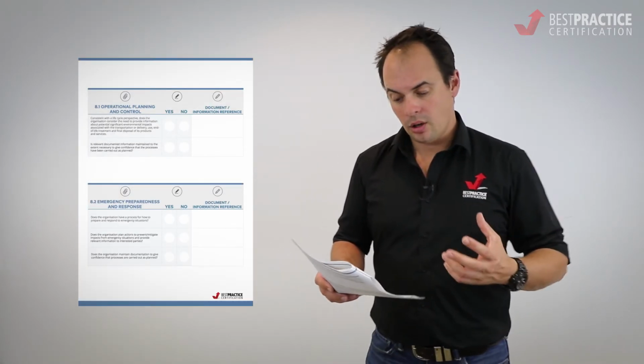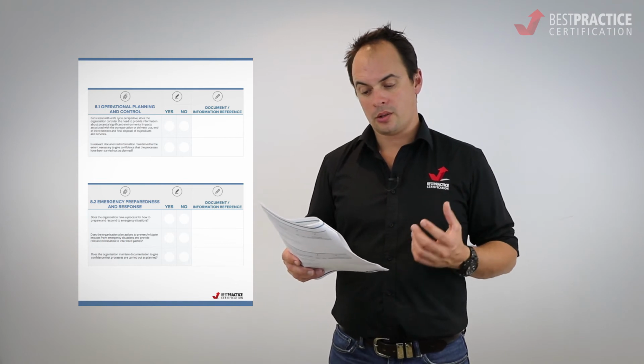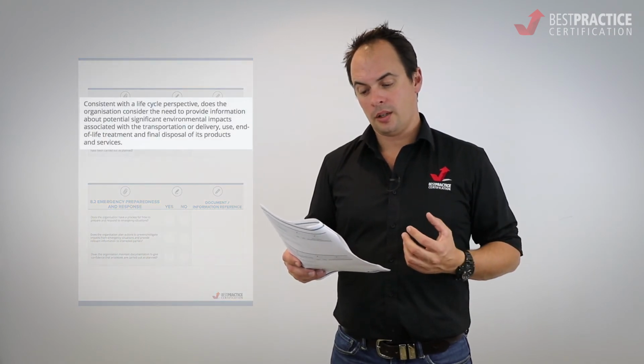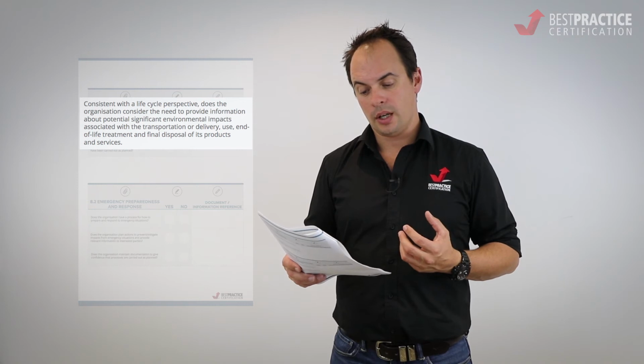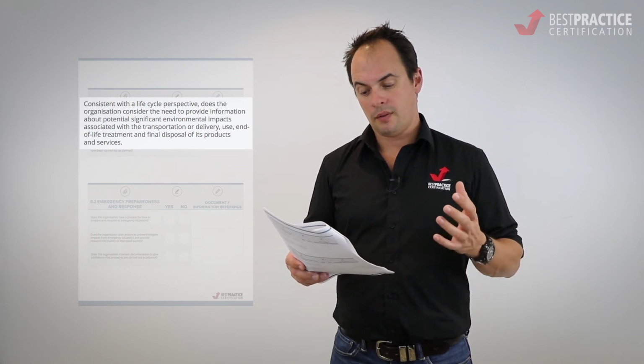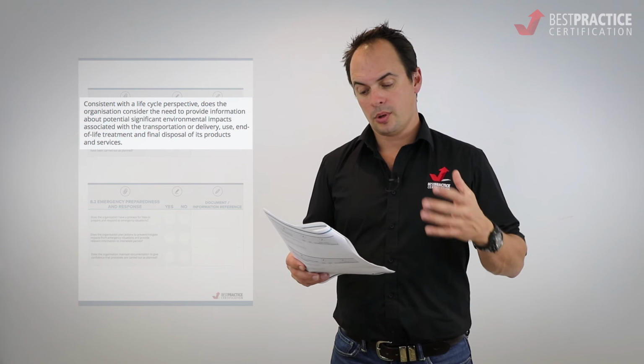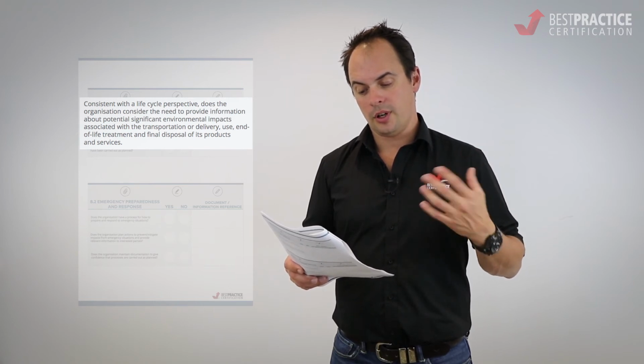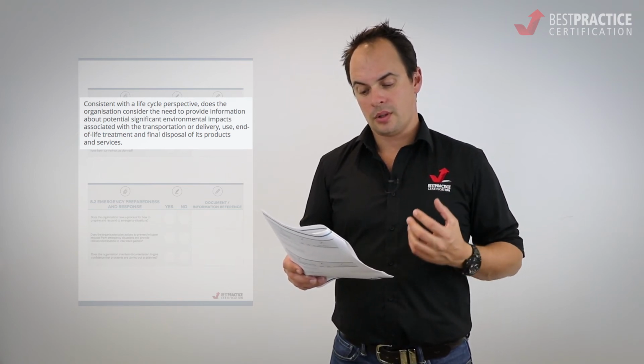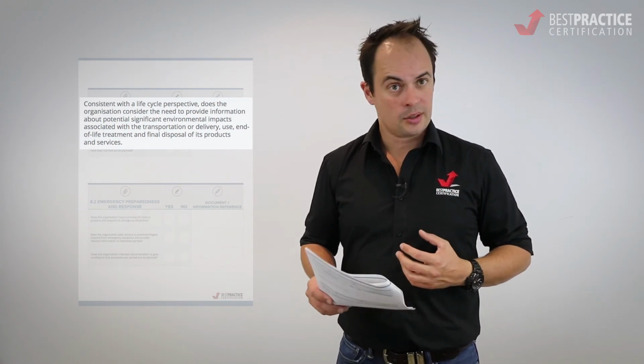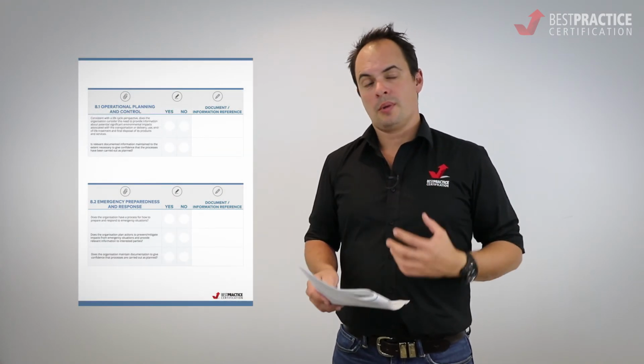Now the final part of Section 8 talks about operational planning and control, and consistent with the life cycle perspective, does the organisation consider the need to provide information about potential significant environmental impacts associated with transport or delivery, use, end-of-life treatment and final disposal of its products and services to people like your customers? Now, we can talk about some of the historical stories about things like asbestos and toxic chemicals, where suppliers were producing toxic chemicals and selling them to their customers, but not telling their customers about how bad they were.